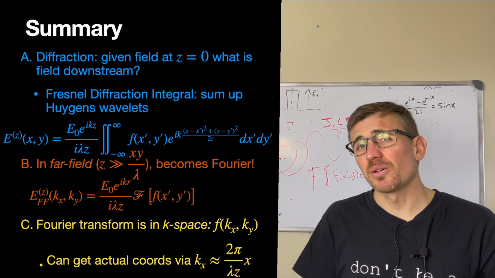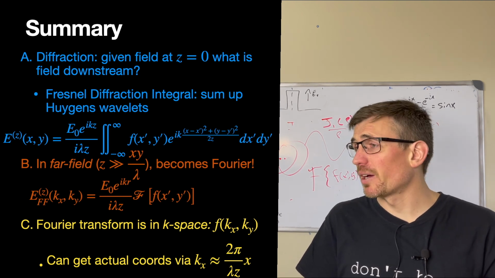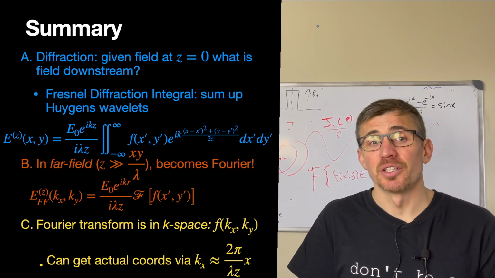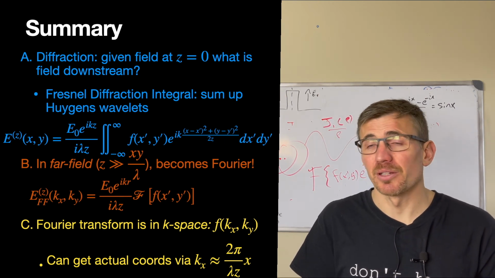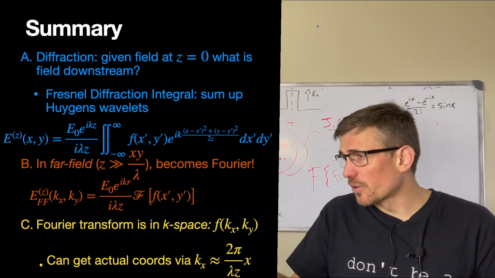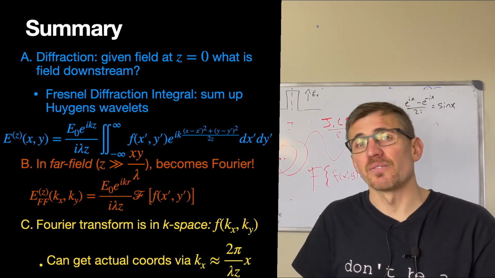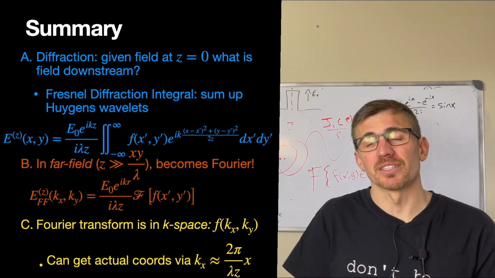All right, but we can always get back to normal coordinates just by noting that kx is equal to k theta, which is equal to 2 pi times x over z lambda. So whether or not it's an angular distribution in the far field, it's an easy task to convert between an angular distribution and a spatial distribution.